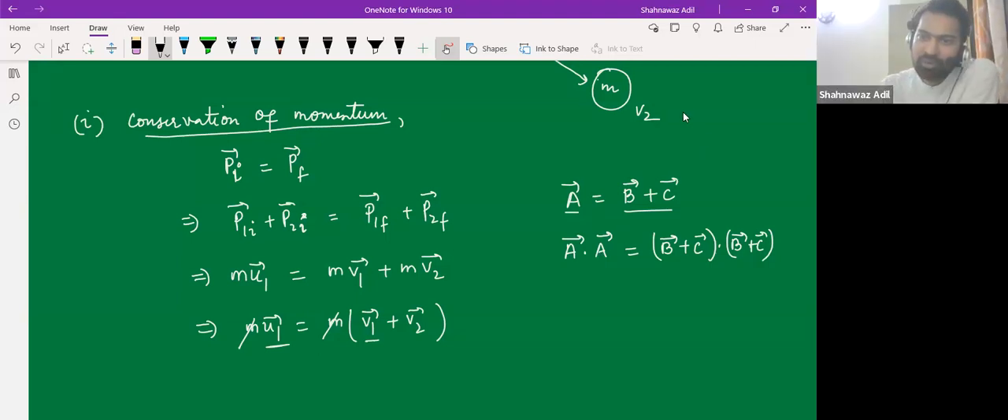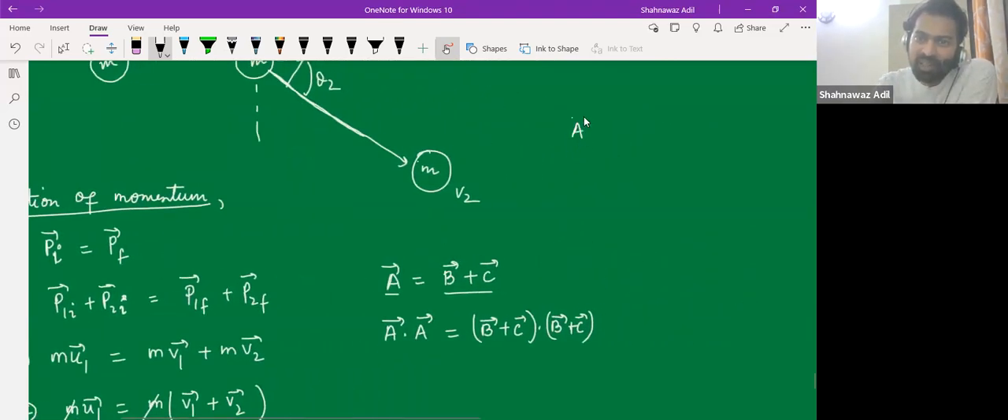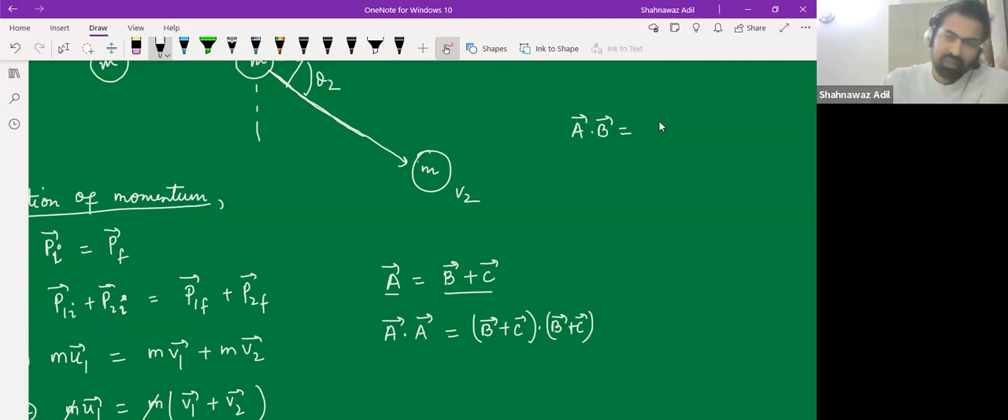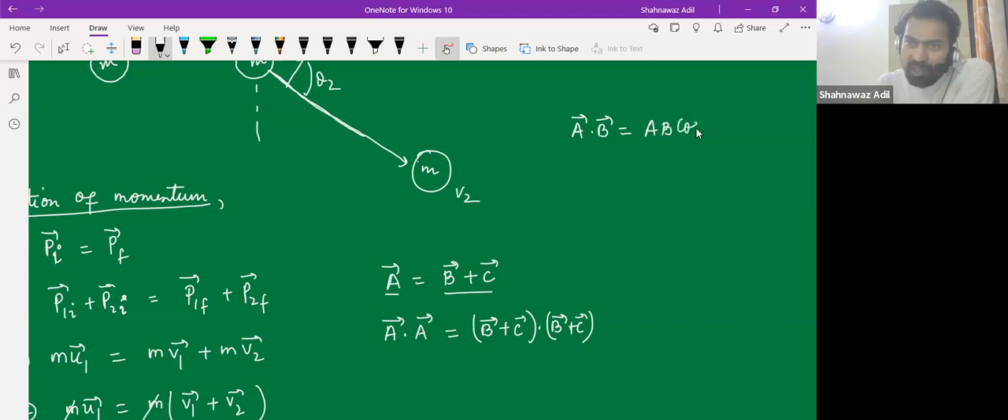Okay, so you guys have forgotten the dot product. Let's say I have A and I have B. So what is A dot B? What is the definition of the dot product, the scalar product? A dot B will be A magnitude into B magnitude into cos theta. Absolutely right. Good. So this is A dot B, right?